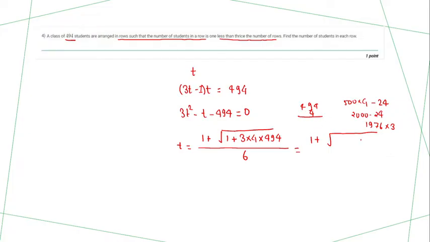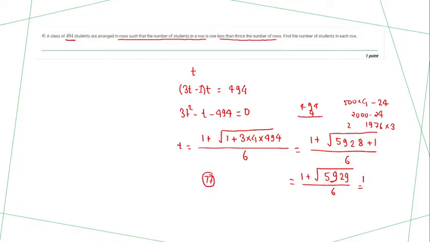So it is equal to 5928, and 6 times 3 is 18, 2 and 2. Plus 1 divided by 6. So it will be equal to the square root of 5929 divided by 6, and basically this is the square root of 77. 1 plus 77 divided by 6, so that is equal to 78 by 6. So t will be equal to 13.